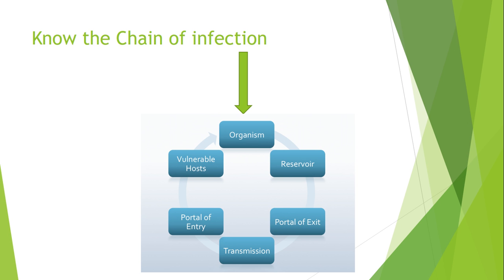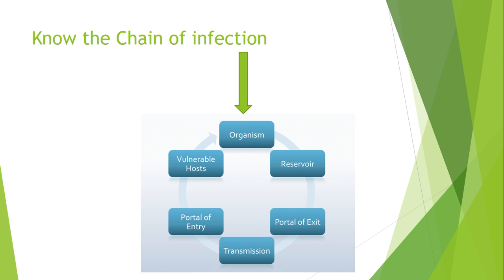So this would be object to person. That would be like me touching a table and then walking away, and somebody else coming up and touching that same part of the table, and then it getting into their system that way. Then maybe them not washing their hands and then putting their fingers in their mouth. There's also the fecal oral transmission. That's handling food after using a restroom and failing to wash your hands.